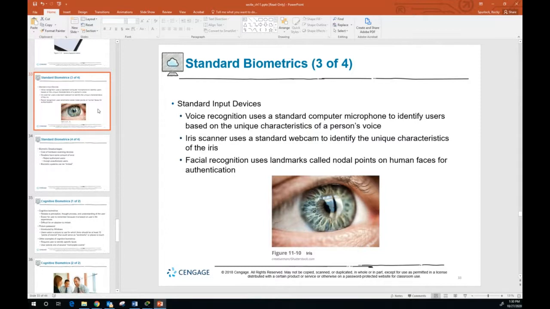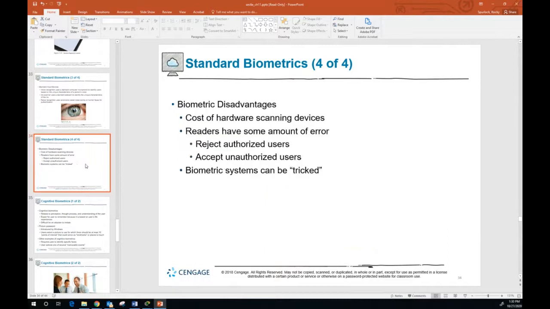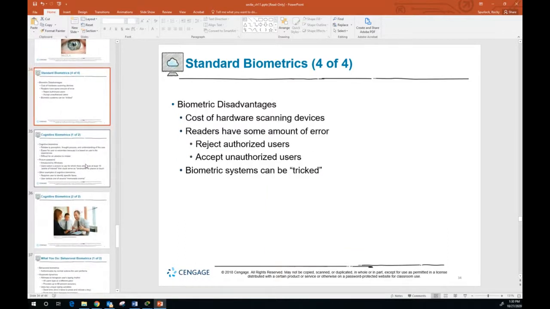Okay, so also with standard biometrics, you do have some standard input devices, which may be your voice recognition that uses the microphone to identify users based on the characteristics of a person's voice. The iris scanner will use a standard webcam, and also the facial recognition. Those will use landmarks on the human's face for authentication. Disadvantages of using biometrics is the cost of the hardware scanning devices. And also the readers have some amount of error where they would reject an authorized user or maybe accept an unauthorized user as well. And they can also be tricked.